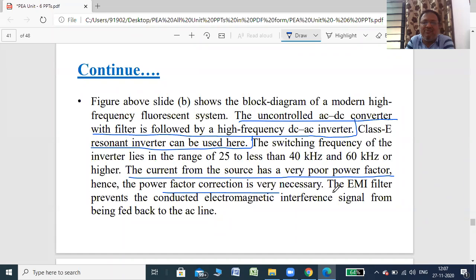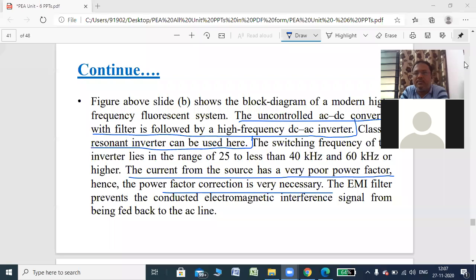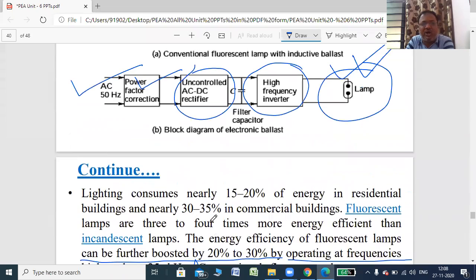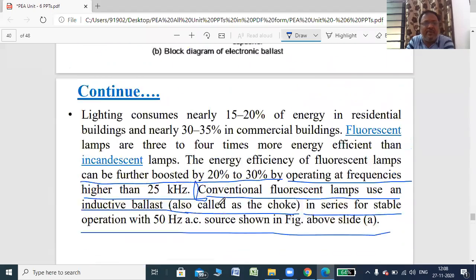So power factor correction is required. That is, the current from the source has a very poor power factor, so a power factor correction circuit is required. Then an EMI filter prevents the conducted electromagnetic interference signal from being fed into the AC line. Okay, so that is given here, right?